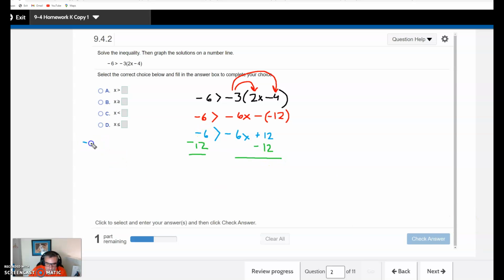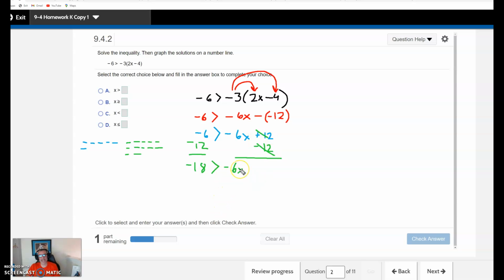All right, -6 minus 12. I have 6 negatives: 1, 2, 3, 4, 5, 6. And I have 12 more negatives: 1, 2, 3, 4, 5. I always do them in groups of 5. 6, 7, 8, 9, 10, 11, 12. So I have no positives here to cancel. What I do is I just count up all the negatives. I only have negatives. Nothing cancels. So I have 6 here plus 12 here. That's 18. I have 18 total negatives. So -6 minus 12 is -18. Is greater than, I still have my -6x, plus 12 minus 12 cancel.